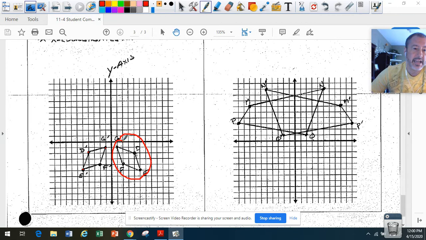F is going to be 2, because that's our first coordinate, then 1, 2, 3, 4, -4. So 2, -4. The opposite of 2 is -2, so -2, -4, and here's our F. We will then connect our lines here, and we have our reflected image right here. Let's look at our last example here.